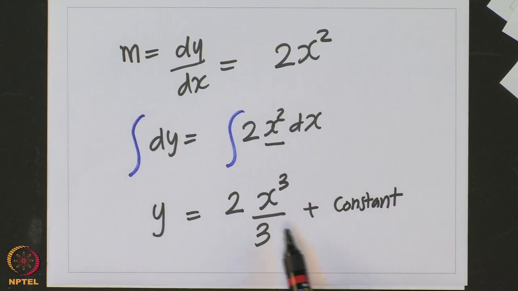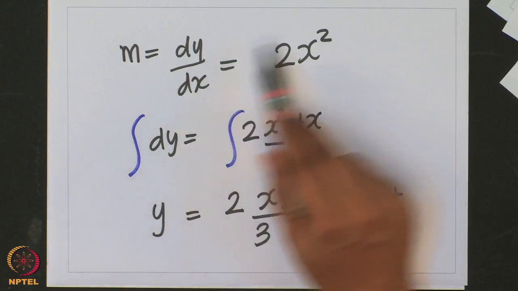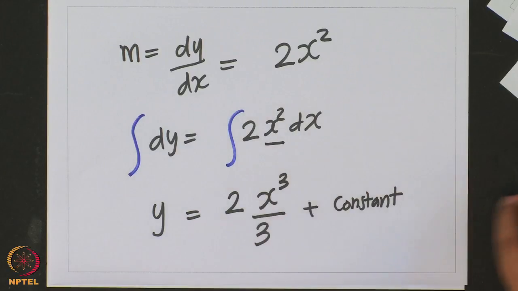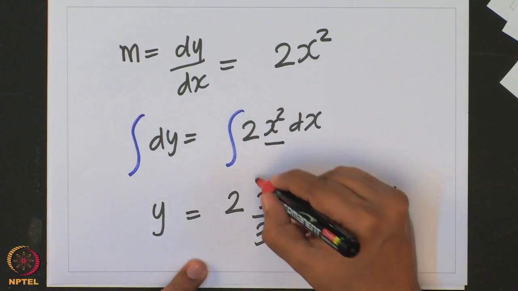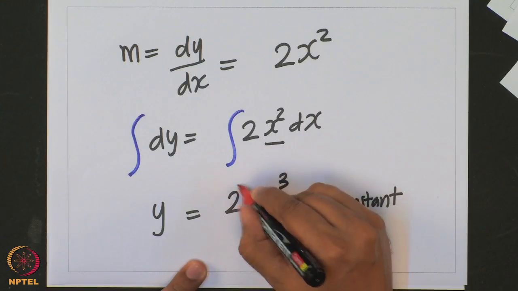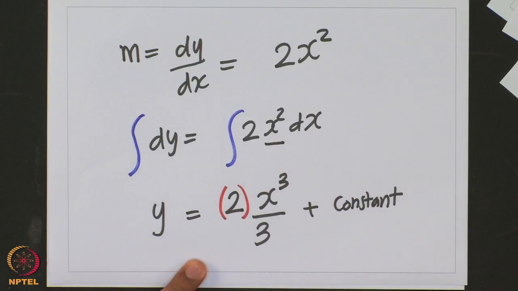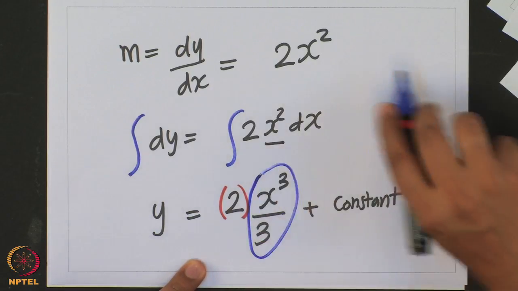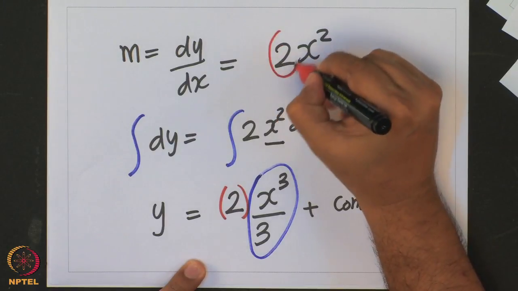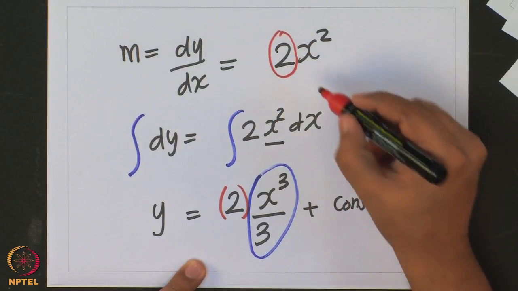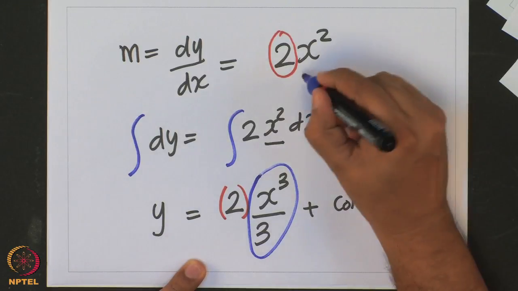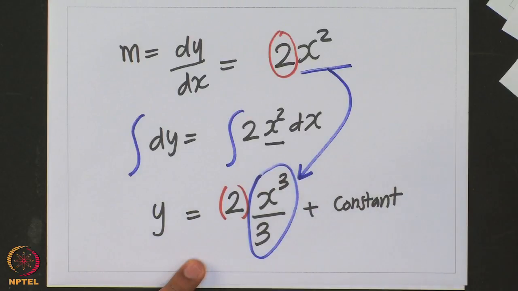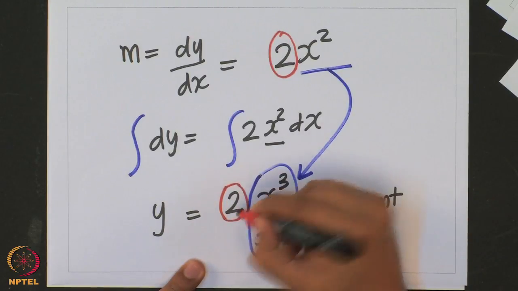So in other words, if I have a constant times a function, I can take the constant outside and find the integral of this function. So this is my constant, which I keep as it is, and this is my function. So this was my constant 2, which I kept as it is, and this was my function x square, which will have an integral x cube by 3, and the constant 2 will remain as it is.